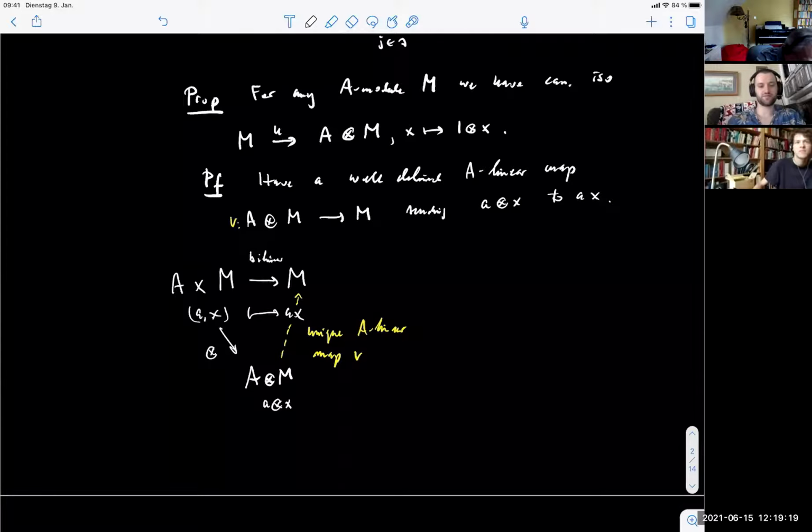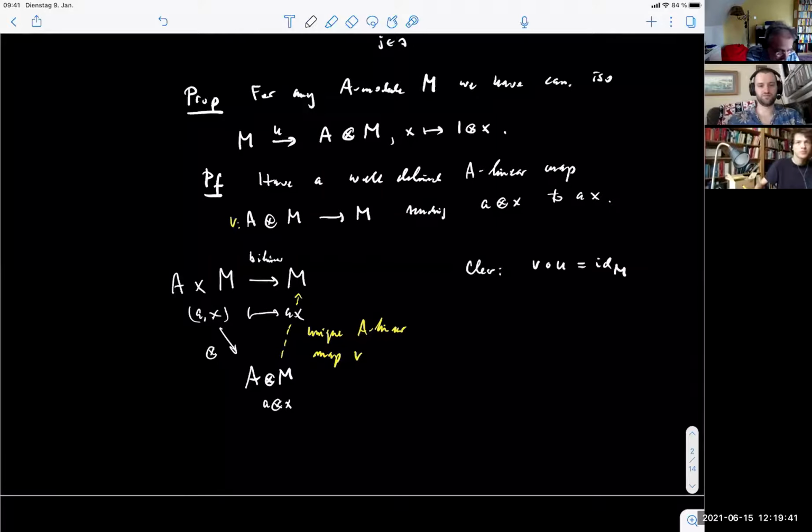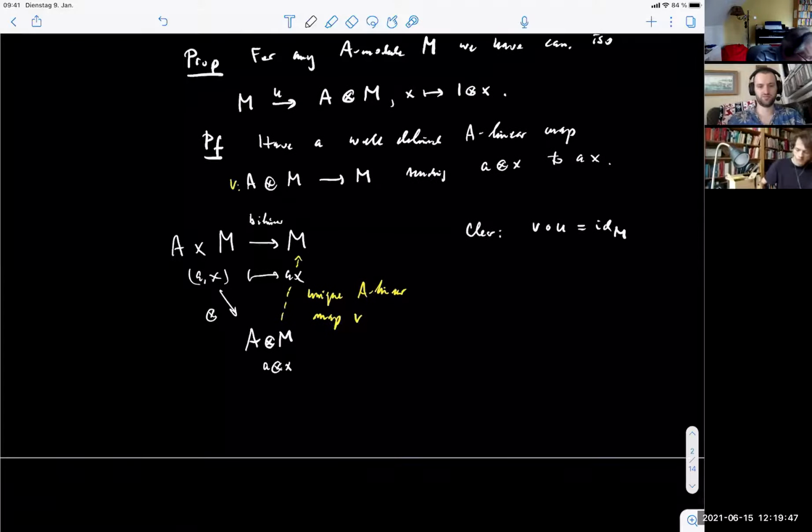Okay, so now I have the map U. The map U, of course, is well defined. There's no problem. Now I say this is clear: when I do first U and then B, I get the identity on M. I think this is clear. X goes to one tensor X goes back to X. But now how the other way around?